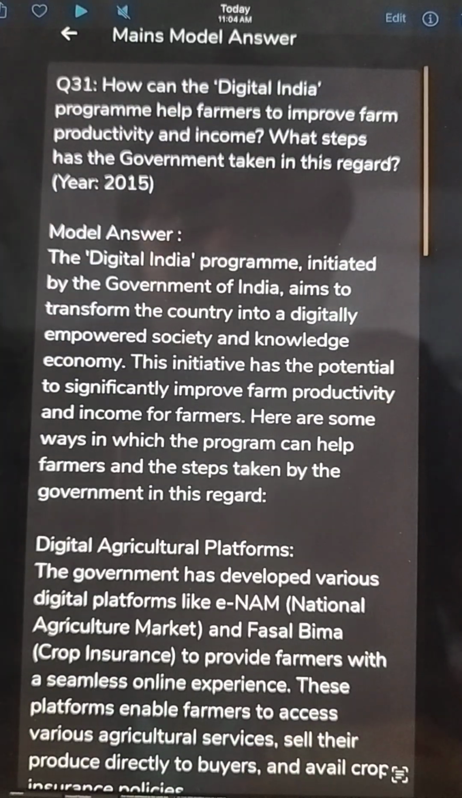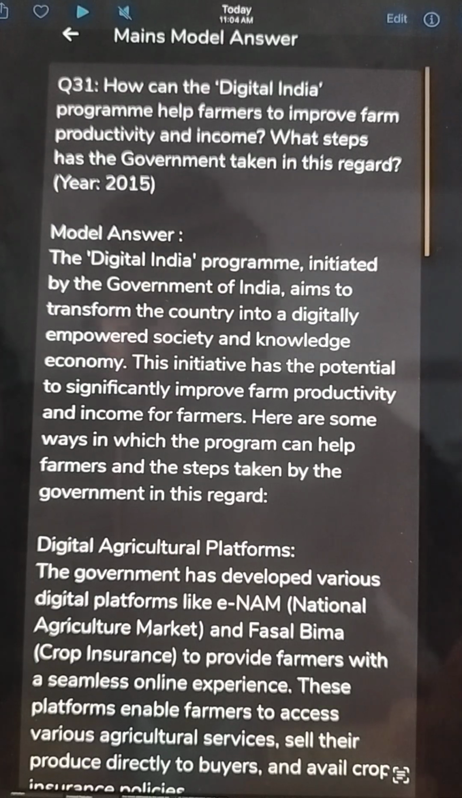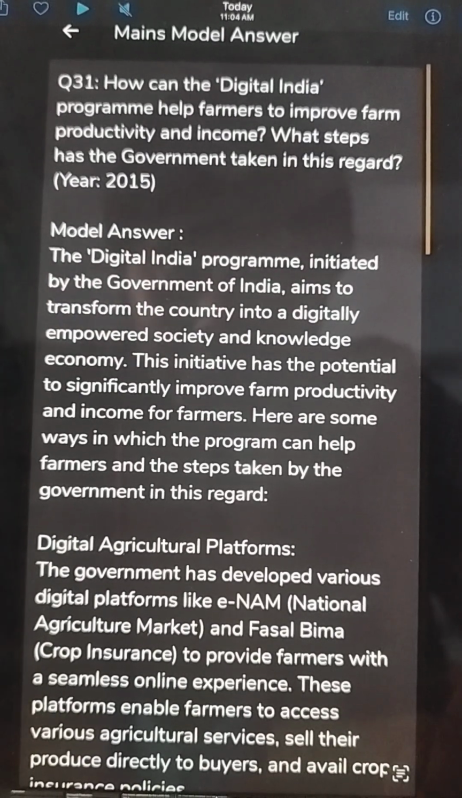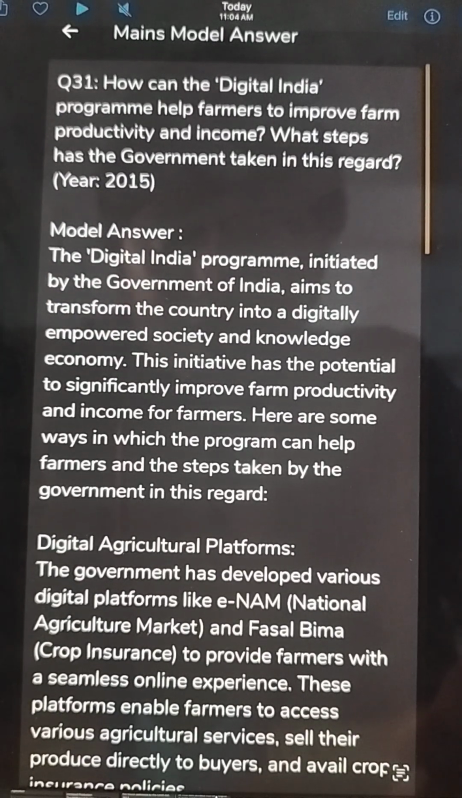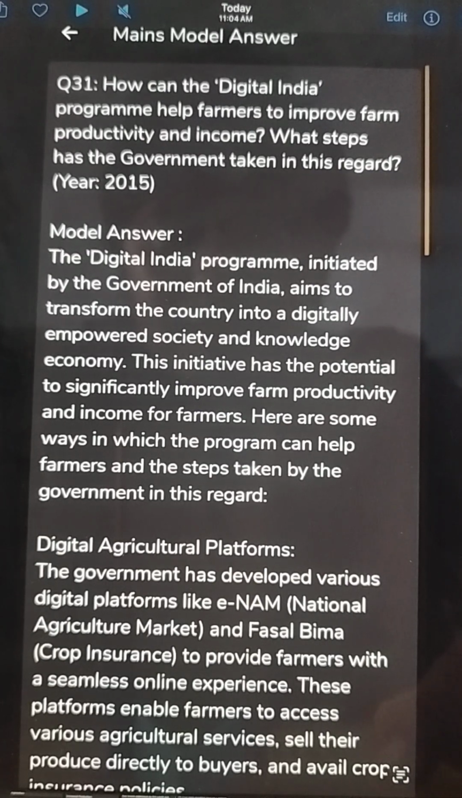How can the Digital India program help farmers to improve farm productivity and income? What steps has the government taken in this regard? The Digital India program, initiated by the Government of India, aims to transform the country into a digitally empowered society and knowledge economy. This initiative has the potential to significantly improve farm productivity and income for farmers. Here are some ways in which the program can help farmers and steps taken by the government in this regard.